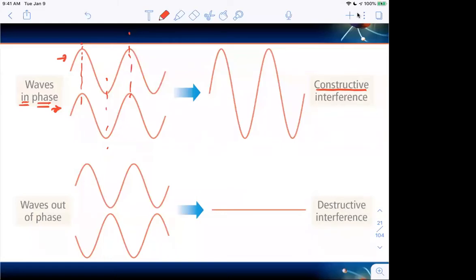Now notice, when this is at a peak, this is at a trough. So these waves are out of phase. They're completely opposite of one another. I have a trough here and a peak here. I have a peak here and a trough here. They're totally out of phase. And when I add them together, what I get is null. I have no wave. Those two waves cancel each other out, and that's what I call destructive interference.